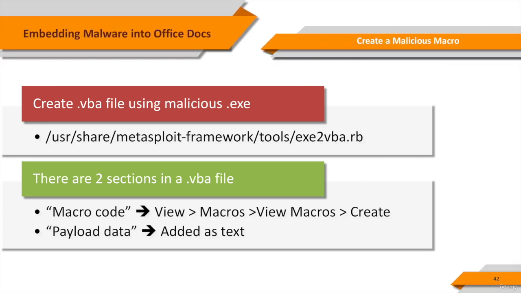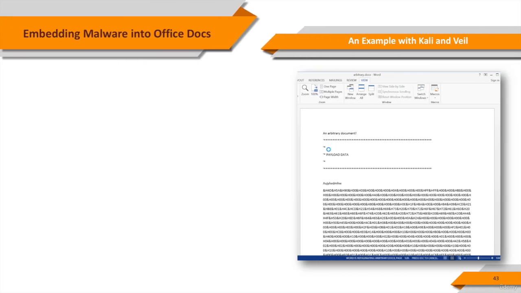Just like embedding a malicious code into a PDF file, you can easily embed a malicious macro code into an MS Office document such as MS Word. To create a malicious Word document, we should prepare a macro code and the payload which is used by the macro. Let's prepare a malicious Word document using the Metasploit framework and Veil framework.